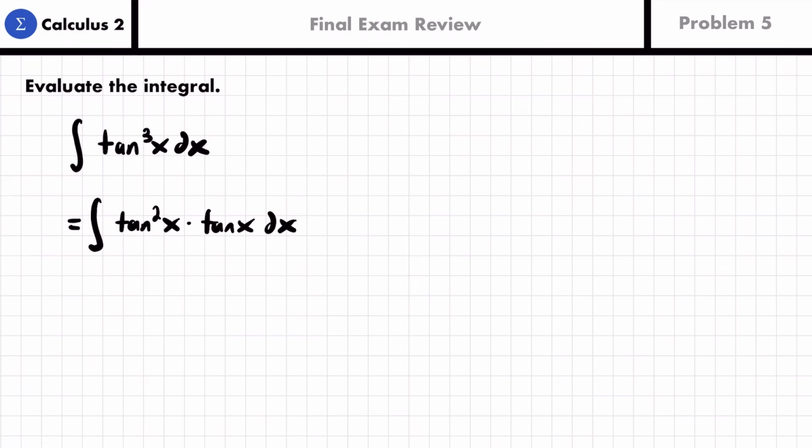Because in its current state, we have no idea how we would integrate this expression. Right, we don't have a simple rule for integrating tangent cubed x, and writing it in this way doesn't initially make it any easier either. But what will make it easier is if we rewrite tangent squared x using the Pythagorean identity for tangent and secant. Right, remember that tangent squared x is equal to secant squared x minus 1. Or sometimes you'll remember it as tangent squared x plus 1 is equal to secant squared x.